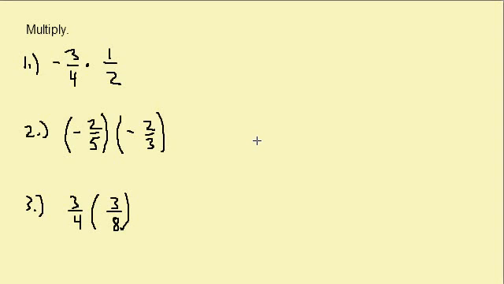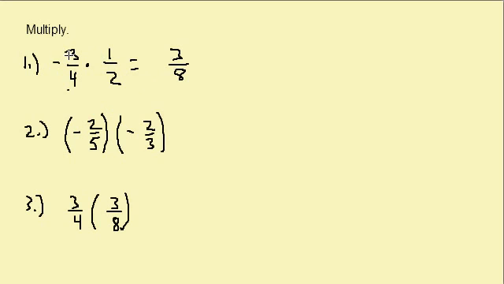Alright, let's look at multiplying and dividing fractions. Okay, here we want to multiply fractions. So in order to multiply fractions, you just multiply the numerators together and multiply the denominators together. You don't have to have a common denominator. So here we would have 3 times 1 is 3 over 4 times 2 is 8.